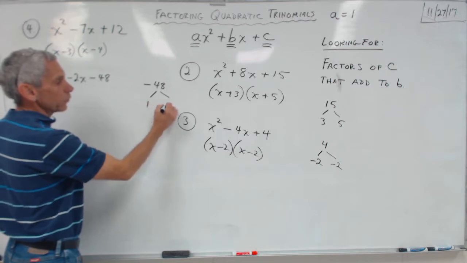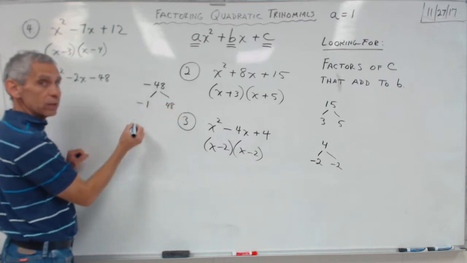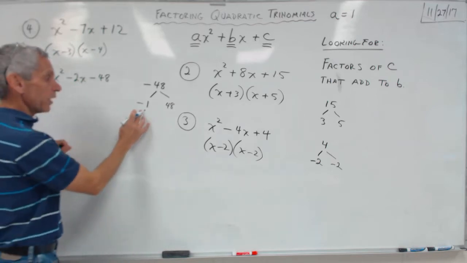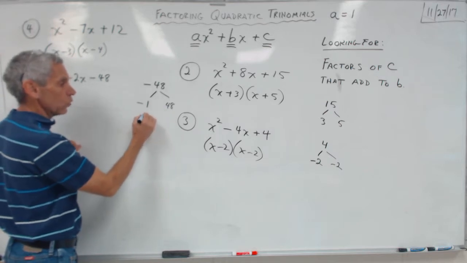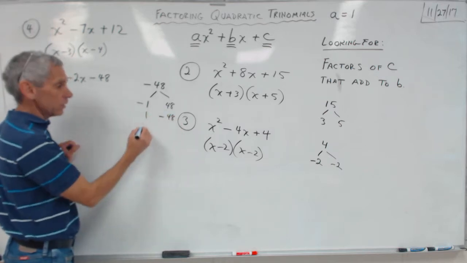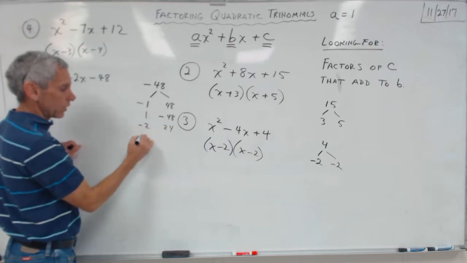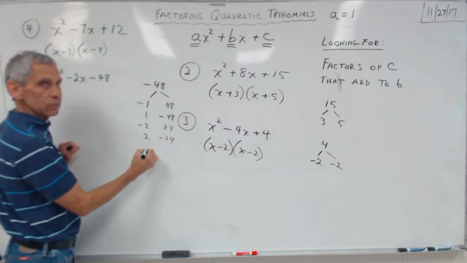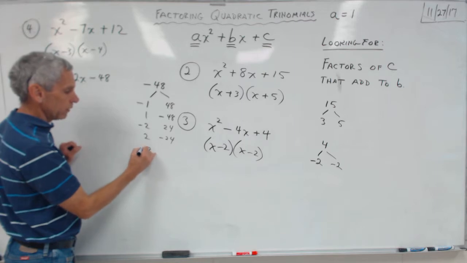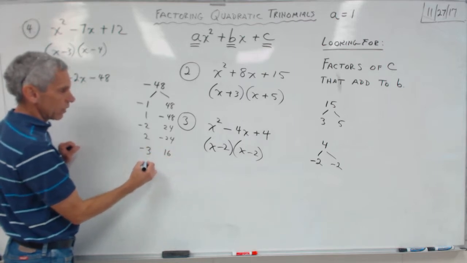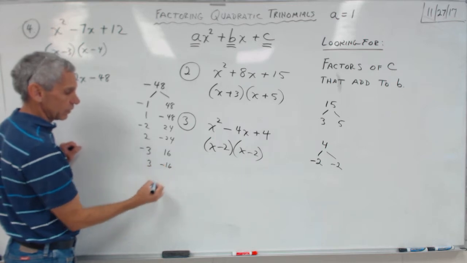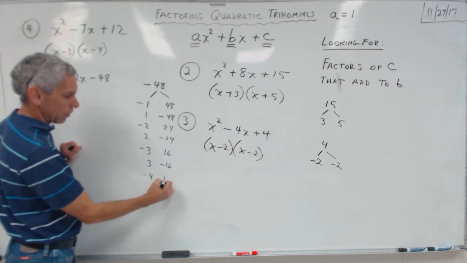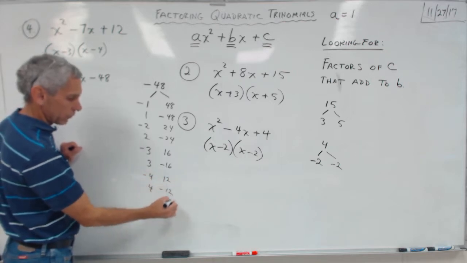So I could do 1 times 48, but that would give me positive. So I could do negative 1. I'm going to do the long version first, just so you see what I'm doing. I could do negative 1 times 48, or 1 times negative 48. Negative 2 times 24, or 2 times negative 24. Isn't 3 times 16 48? Negative 3 times 16, or 3 times negative 16. Or negative 4 times 12, or 4 times negative 12, right?